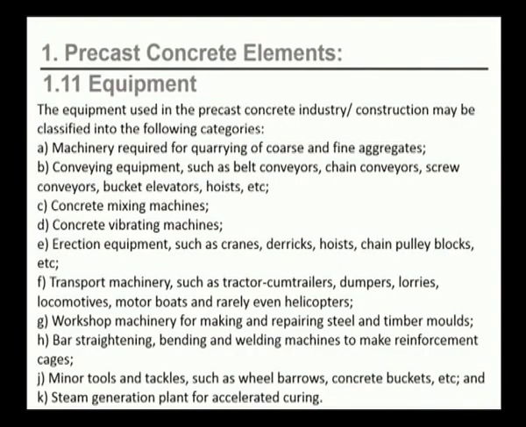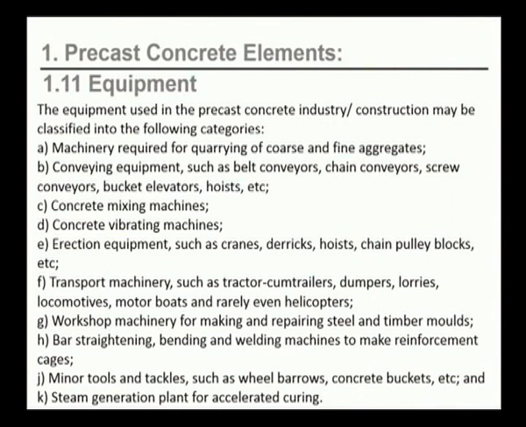The equipments used in the precast industry or construction may be classified into the following categories. Machinery required for quarrying of coarse and fine aggregates. Next, conveying equipment such as belt conveyors, chain conveyors, screw conveyors, bucket elevators, hoists, etc. Then concrete mixing machines, then concrete vibrating machines, then erection equipment such as cranes, derricks, hoists, chain pulley blocks, etc. Then transport machinery such as tractor cum trailers, dumpers, lorries, locomotives, motorboats, and rarely even helicopters for airlifting them.